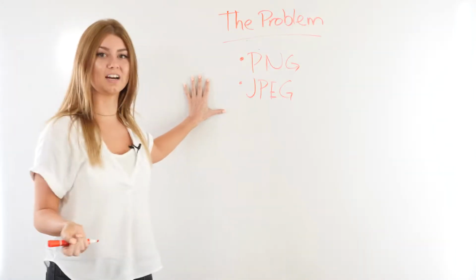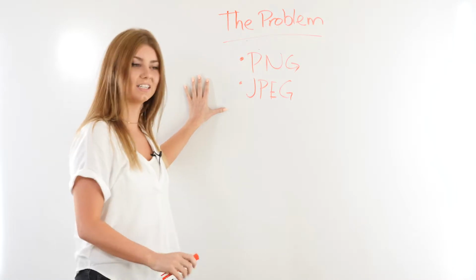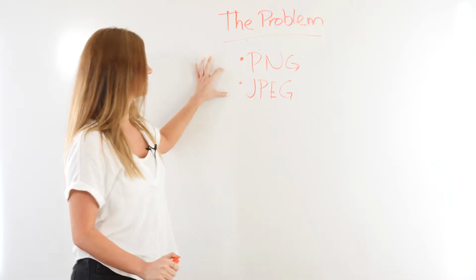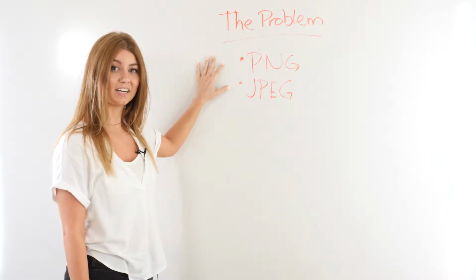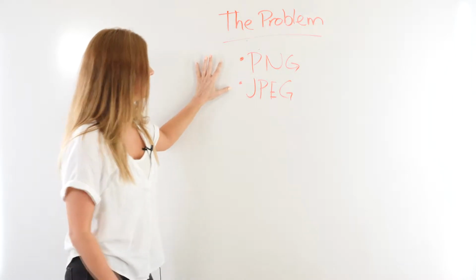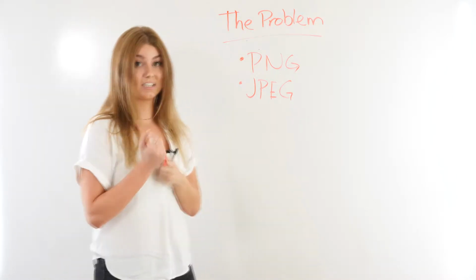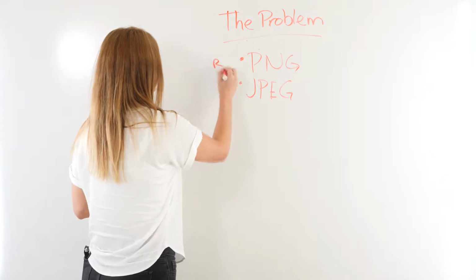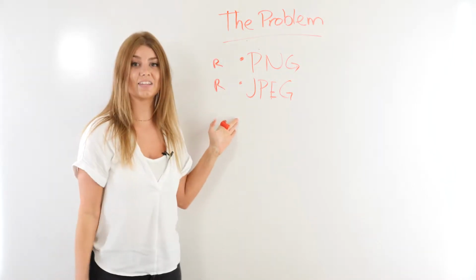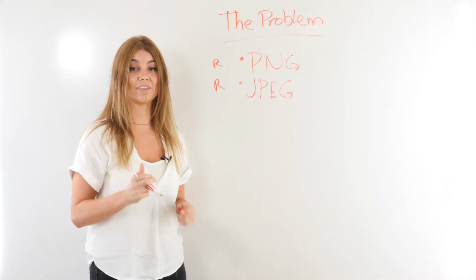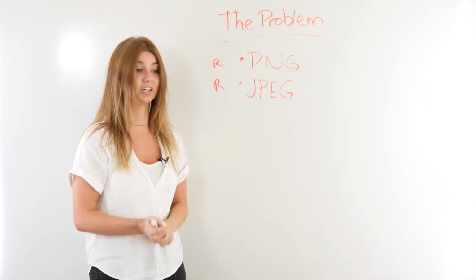So after you get your files delivered from either Fiverr or 99 Designs or another website, usually these are the only two files that I see clients receive. And the problem is that there's no vector files in this. These are both raster files, which means that they cannot be scaled up or down without pixelating and becoming blurry.